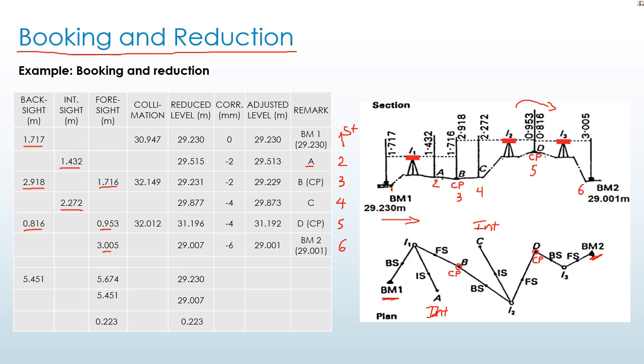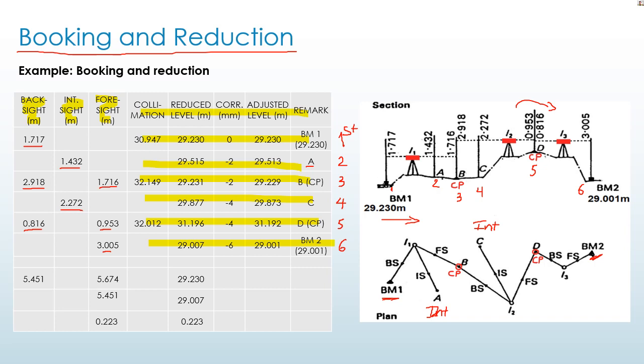This is the example where we have done the booking and calculation. So you will need to do the first step to write all of the readings into the 3 columns: backside, intermediate side, and foresight. Then you're going to do the calculation using the height of collimation method. And the results will be the reduced level of every point in the leveling run. Include the correction and check for any errors if they occur.